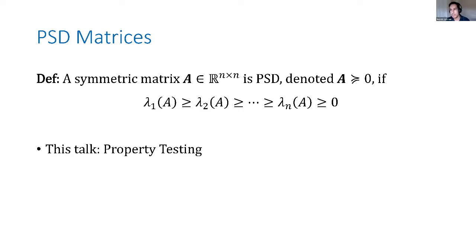So like I mentioned, the purpose of this talk is to study this problem of testing whether or not a given matrix is PSD in the property testing model. In this model, we're interested in trying to test this property without even reading the entire matrix. We want to look at a very small, sublinear size subset of the entries of A and determine whether or not it actually is PSD. So that'll be the goal of this talk.